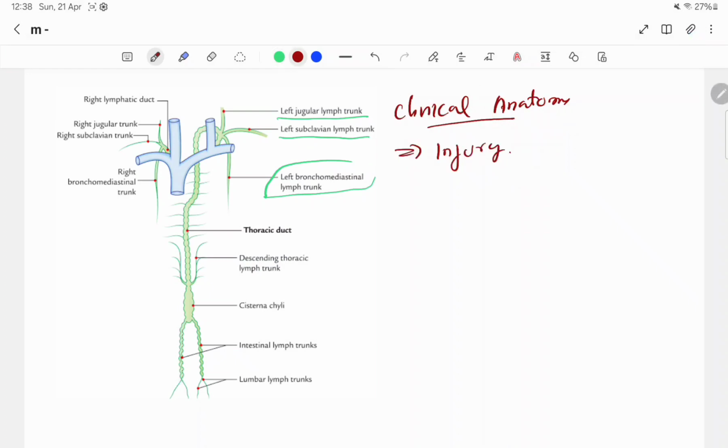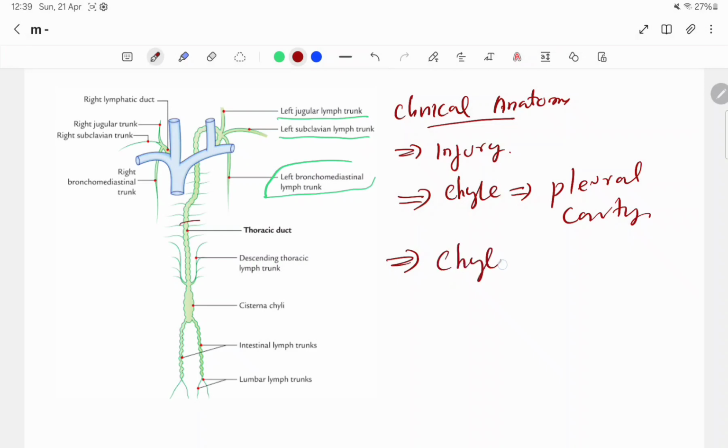Now let us see what are the chances of the thoracic duct getting injured. The thoracic duct is a colorless structure present in the posterior mediastinum, so it may be cut during surgical procedures. What happens if there is an injury to the thoracic duct during a surgical procedure? In the thoracic area, if it is cut, the chyle may enter the pleural cavity and lead to a condition called chylothorax.